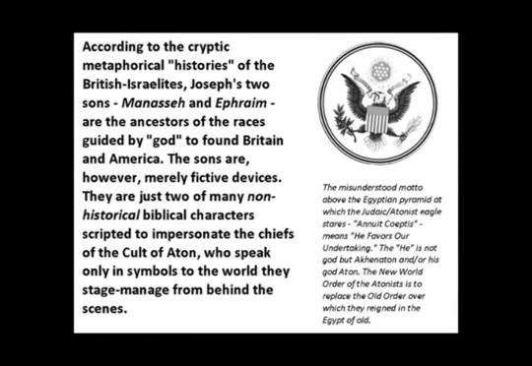The misunderstood motto above the Egyptian pyramid, at which the Judaic Aton's eagle stares, is Annuit Coeptis, meaning he favors our undertaking. The he is not God, but Akhenaten, and/or his god Aton. The new order of the Atonists is to replace the old order over which they reigned in Egypt of old.